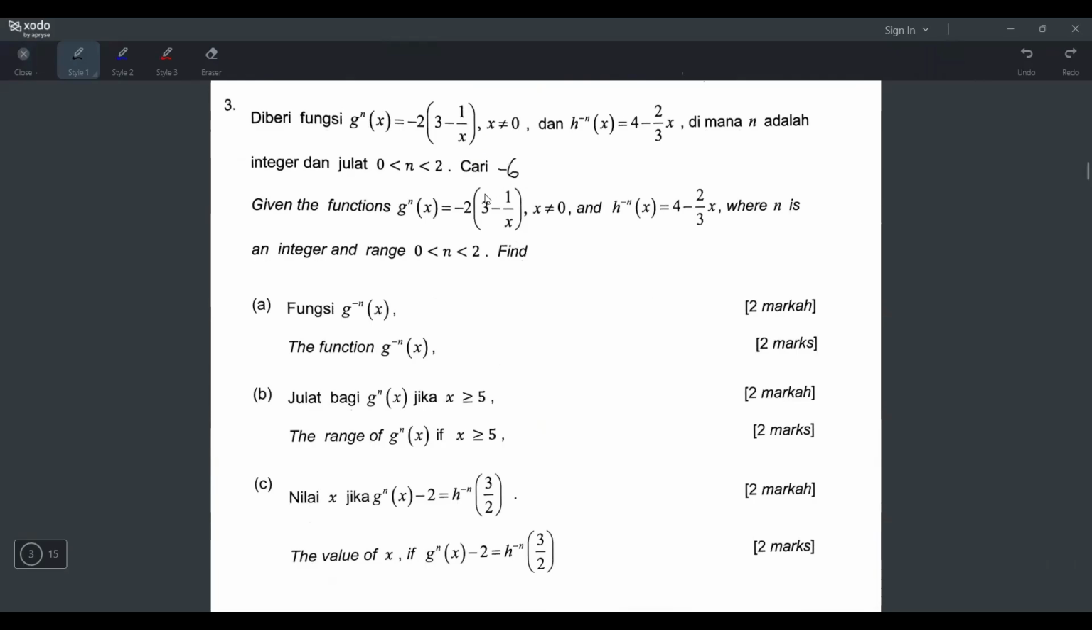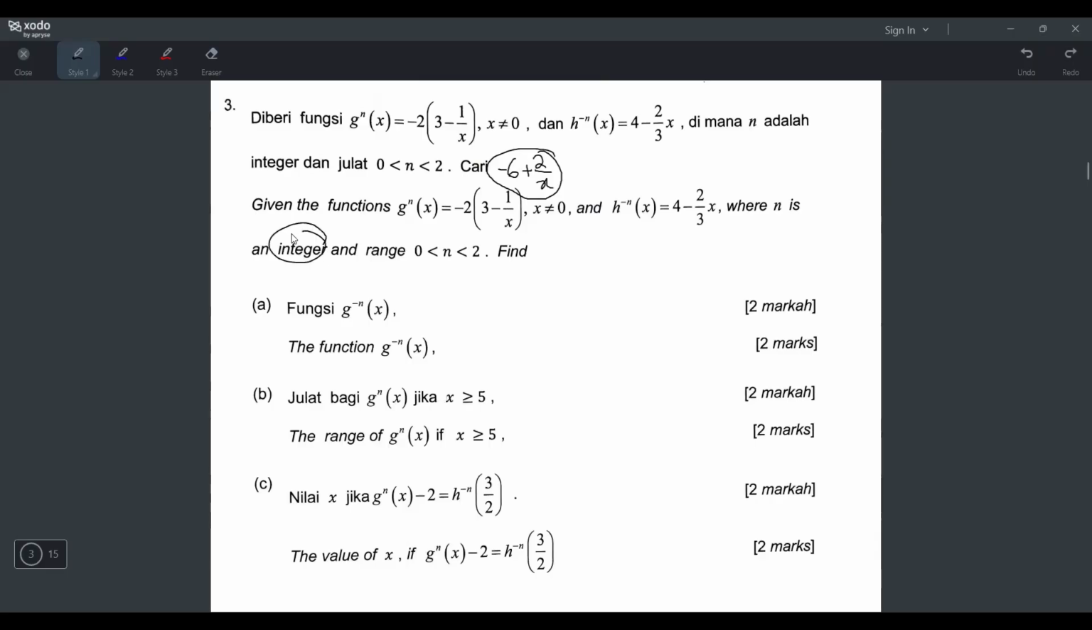Negative 2 times 3 is negative 6. Negative 2 times negative 1 over x is positive, and then 2 times 1 over x is 2 over x. So this is the g^n(x), right? This one, g^n(x). Okay, now they give us h^(-n)(x), and then it says 4 minus 2 over 3x. So this is h^(-n)(x), where n is an integer.